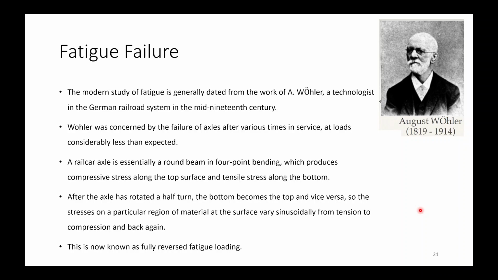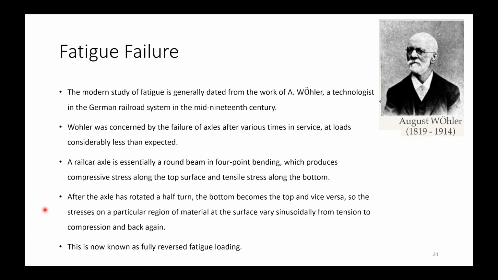Now, the modern study of fatigue is generally dated from the work of A. Wöhler, who was a technologist in the German railroad system in the mid 19th century. He was concerned by the failure of axles after various times of service at loads considerably less than expected. And a rail car axle is essentially a round beam in 4-point bending, which produces compressive stress along the top surface and tensile stress along the bottom.